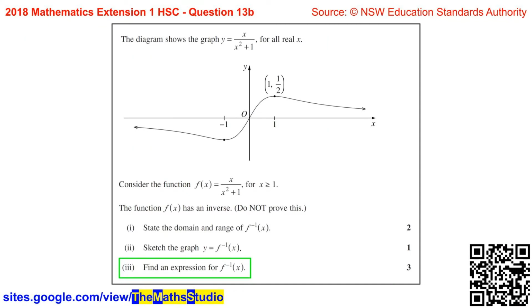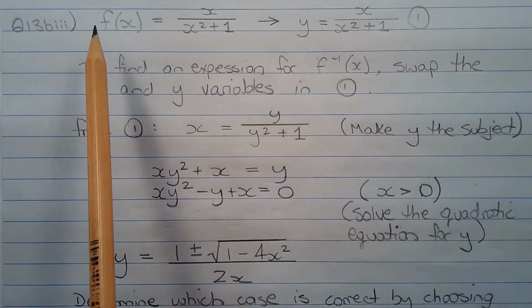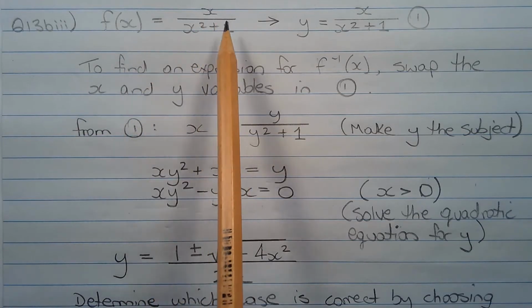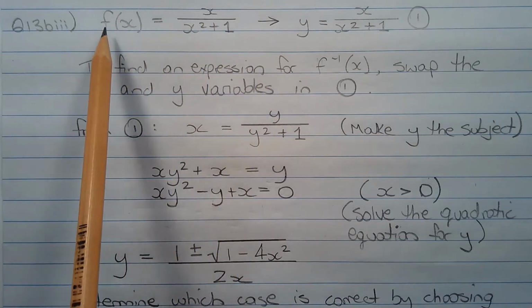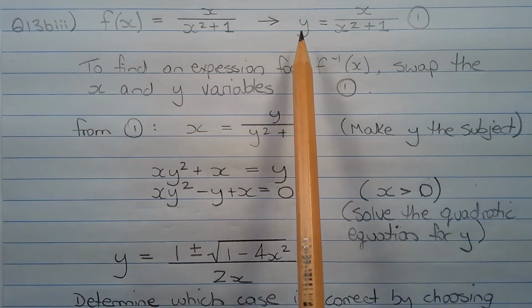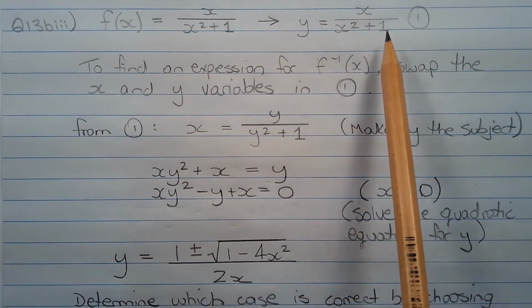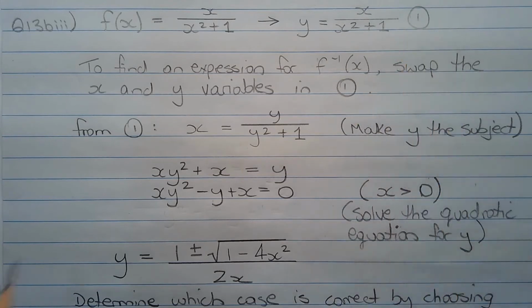Part 3. Find an expression for inverse f of x. Starting with the original function f of x equals x over x squared plus 1, rewrite the original function replacing the f of x with the variable y. So it becomes y equals x over x squared plus 1. We'll call that equation number 1.